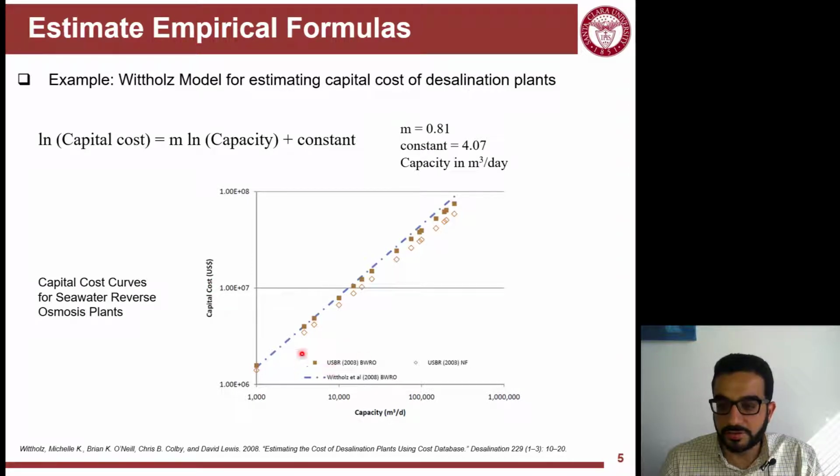This is from a study that compared Whit Holz data and model to other models. USBR is another model. This is the U.S. Bureau of Reclamation, I guess, I'm not sure what this stands for. It's a public agency that also managed to figure out a formula from its own data. So you can see they're pretty close, and it's very simple to use.